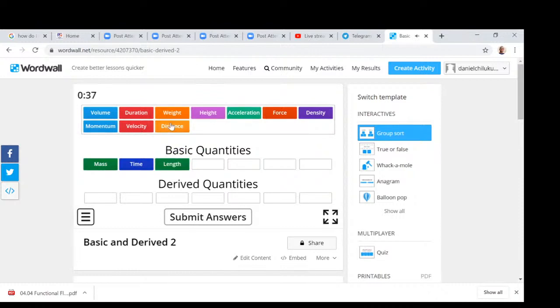Now you know that distance. If you look at distance here, distance is basically a length. So you can categorize it under basic quantities. Look at height.